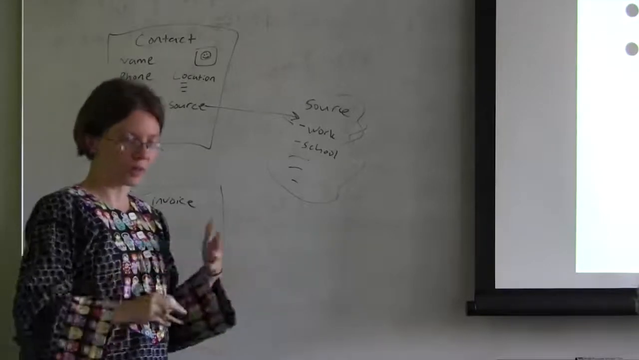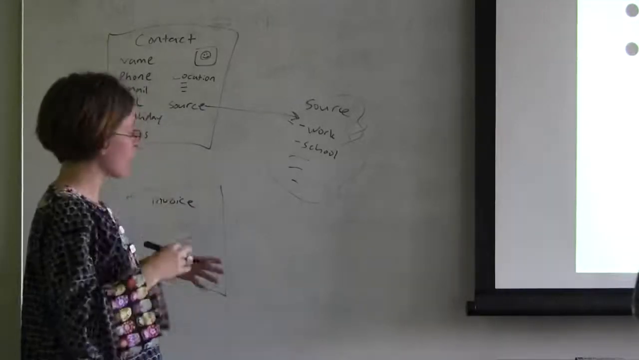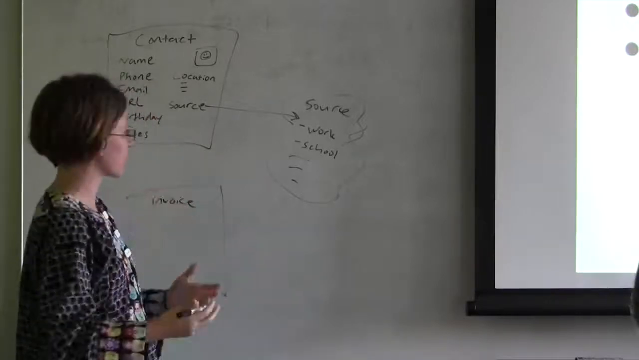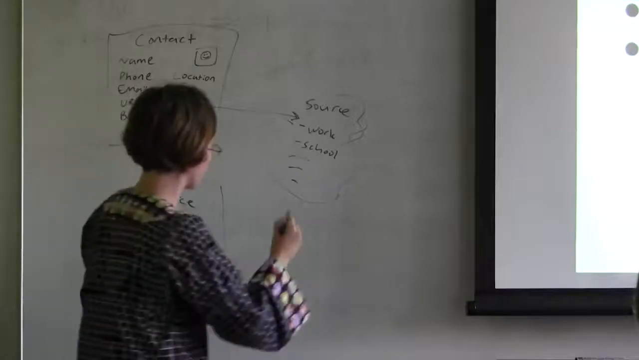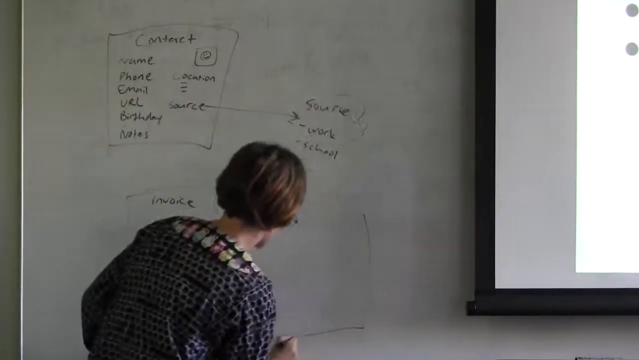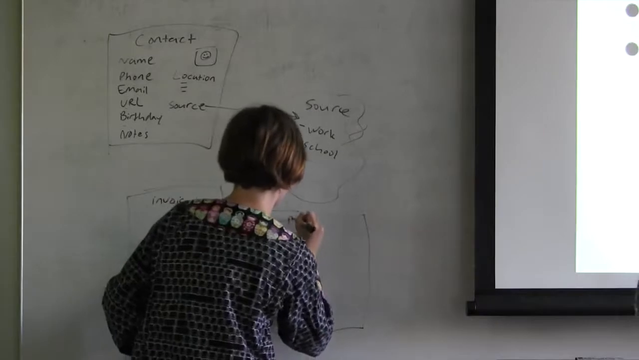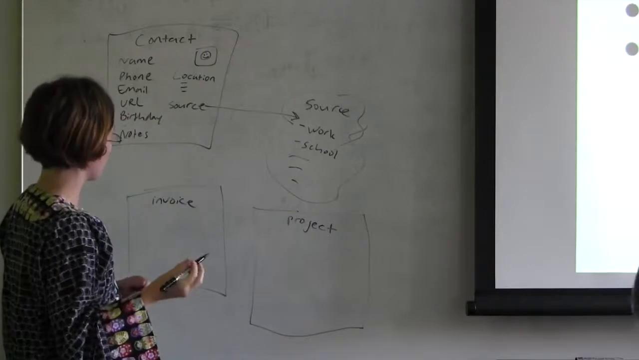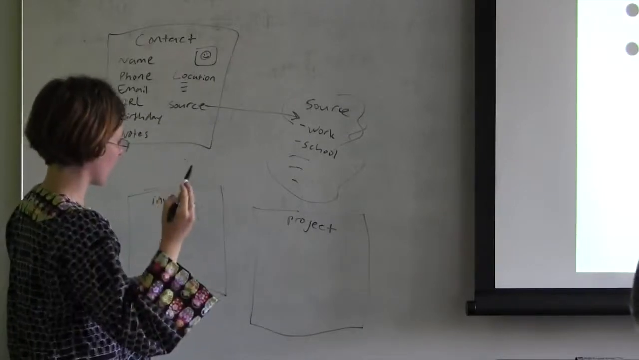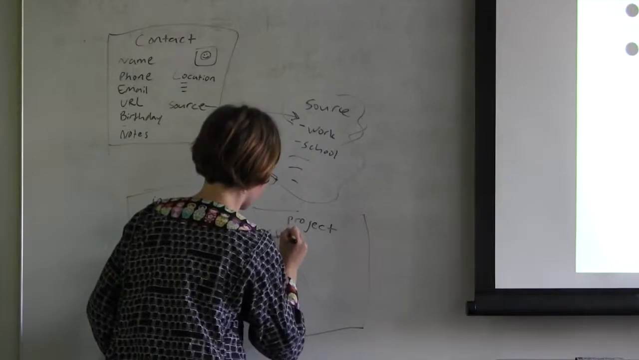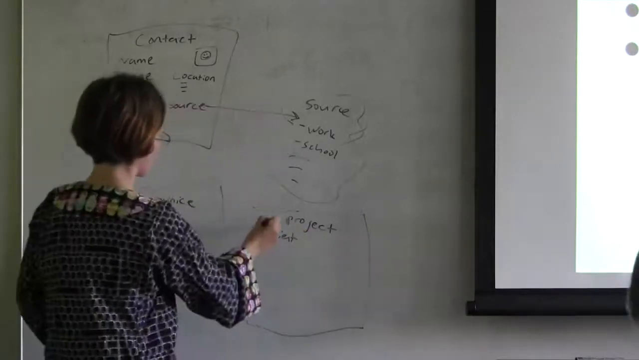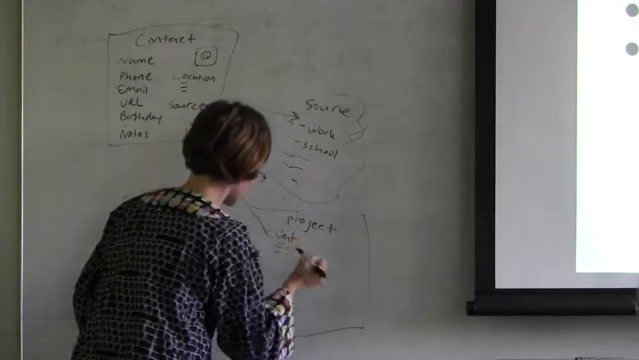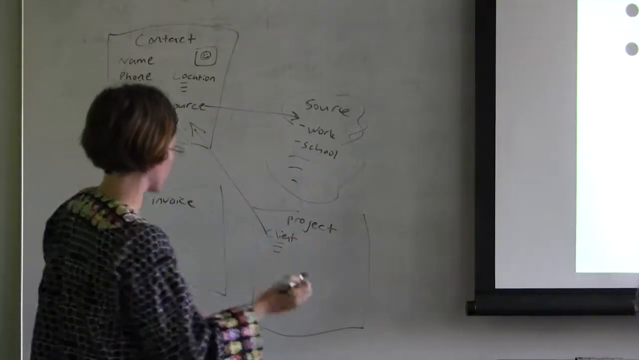We don't necessarily want to repeat information about the project in every single invoice. There's some core stuff about the project that we want to capture once and then be able to refer to later. So we'll have another content type here called project. In this project, we can say who the client is, and this can be a pointer to one or more contacts. And maybe we can have a description.